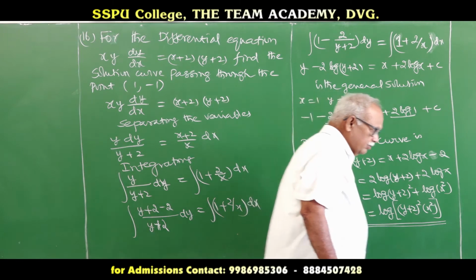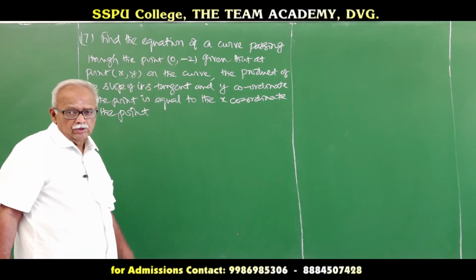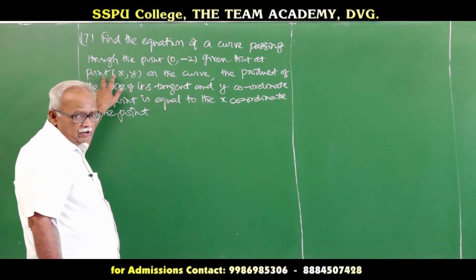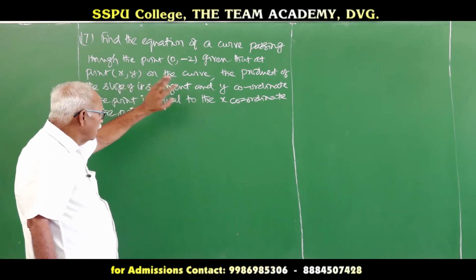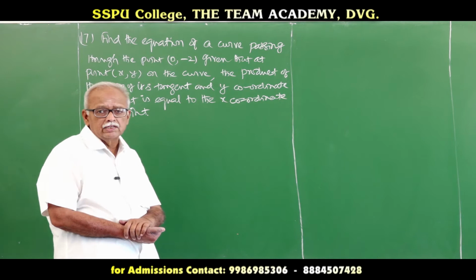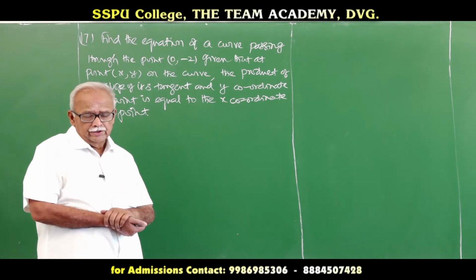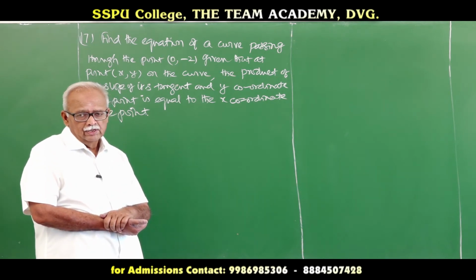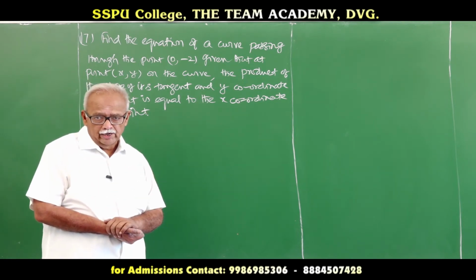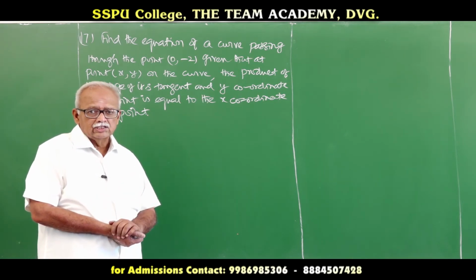Okay, let us go to the next question. This question is also a statement problem in differential equations. Find the equation of the curve passing through the point (0, minus 2), given that at the point (x, y) on the curve, the product of the slope of the tangent and the y coordinate is equal to the x coordinate of the point. The x coordinate of the point is x, the y coordinate of the point is y. The slope of the tangent is dy by dx.